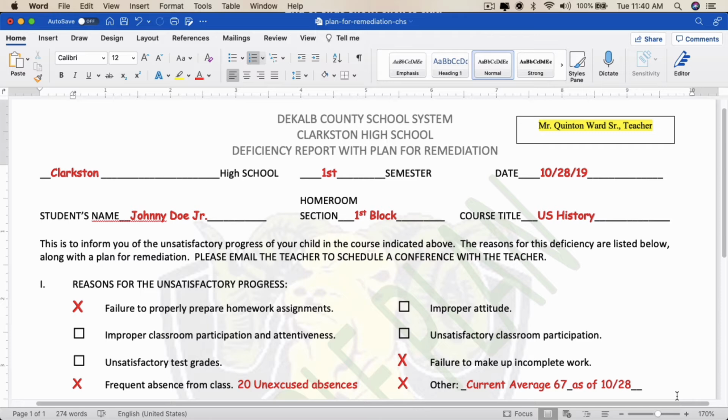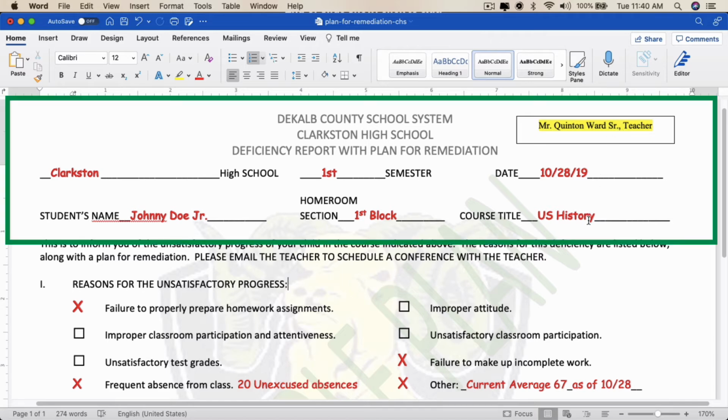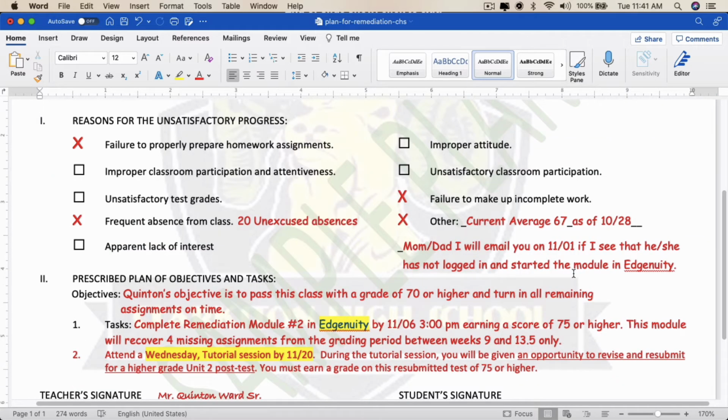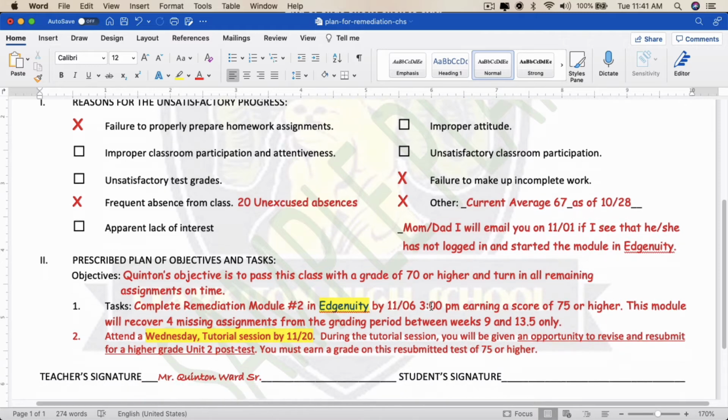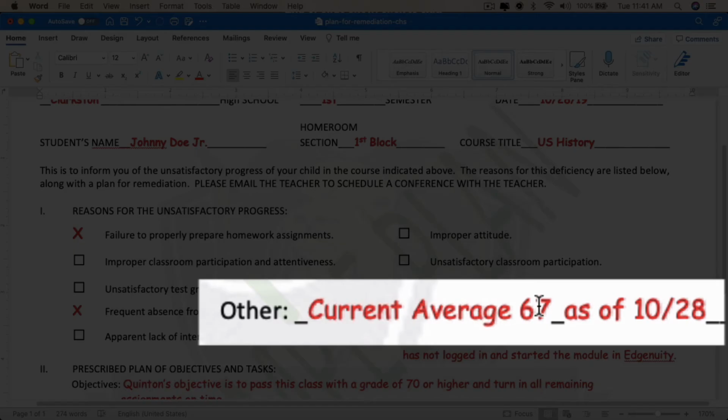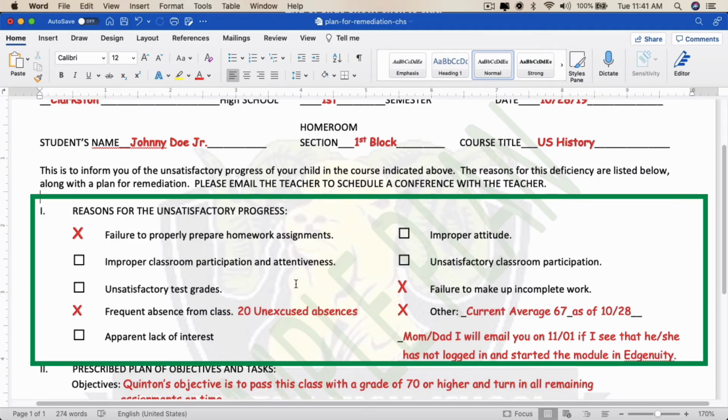Now let's go to an actual plan of remediation and deficiency notice. I just want to look at some of the components of it. At the very top, it gives the core information for the class, so the parent will know who the teacher is and what class the child is failing at this time. This information appears fairly important. This next area spells out why. Remember, the deficiency notice says why the grade is what it is. Currently, the average is 67 as of October 28th.